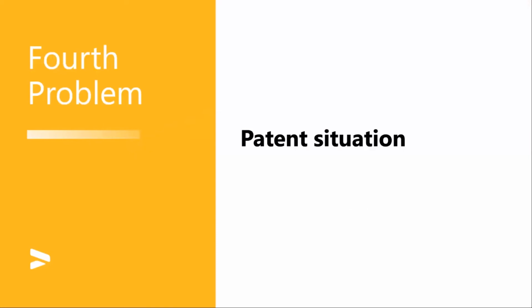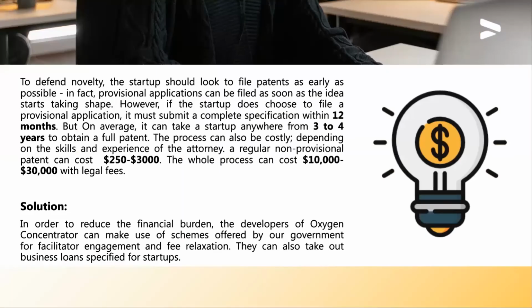The next problem will be in the patent situation. To defend novelty, the startup should look to file patents as early as possible. In fact, provisional applications can be filed as soon as the idea starts taking shape. However, if the startup does choose to file a provisional application, it must submit a complete specification within 12 months.